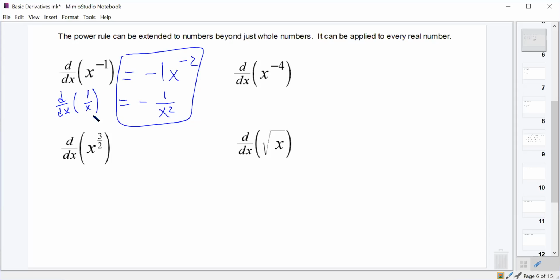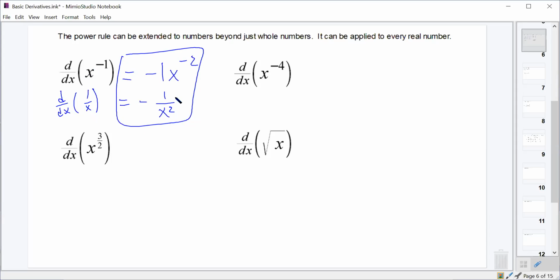x to the negative 1 is 1 over x, right? That's the one we did earlier using the limit, isn't it? Didn't we do 1 over x using the limit earlier? Yes. And what did we get? We got negative 1 over x squared, right? Yes.